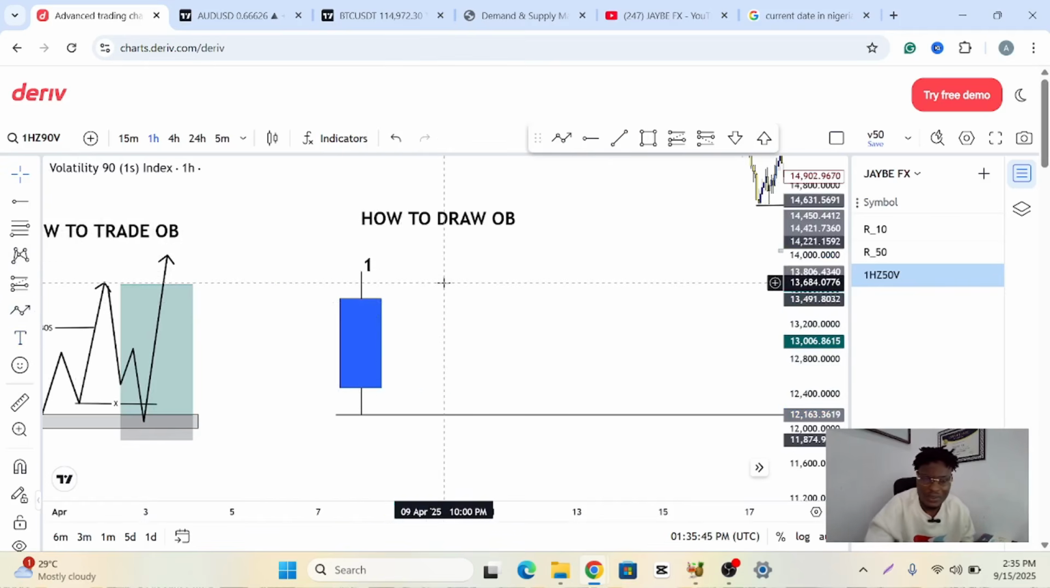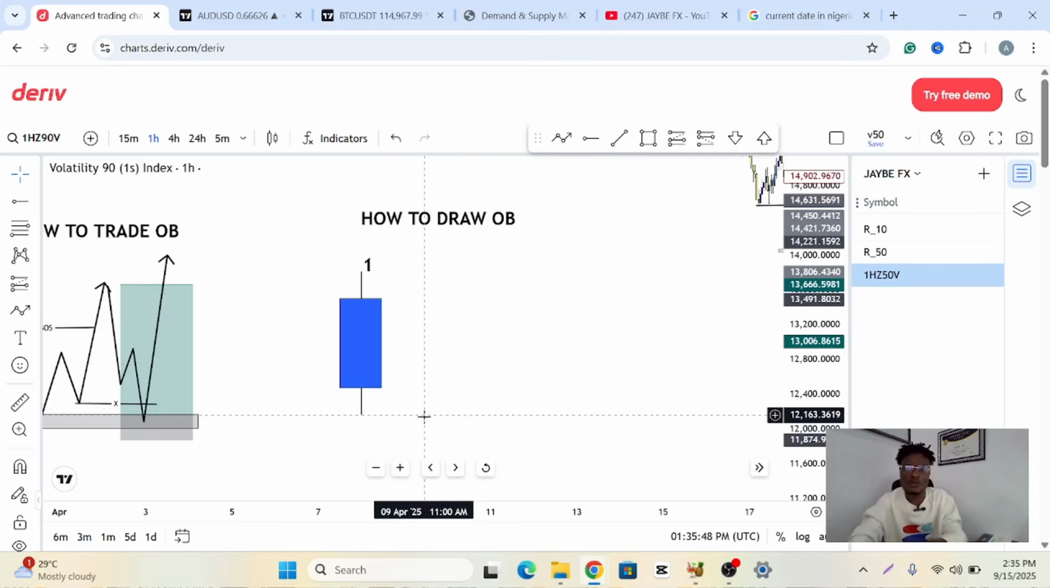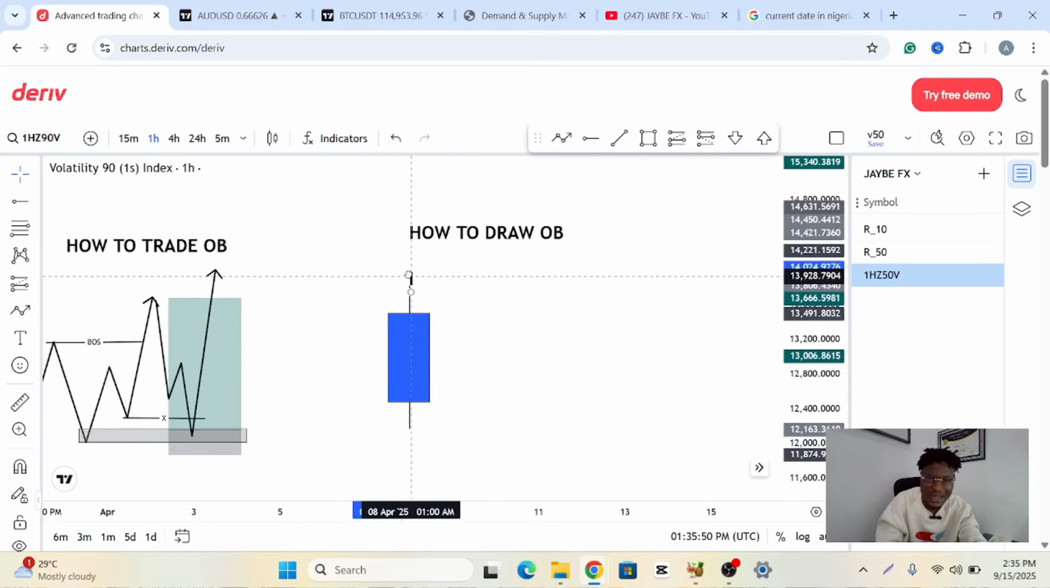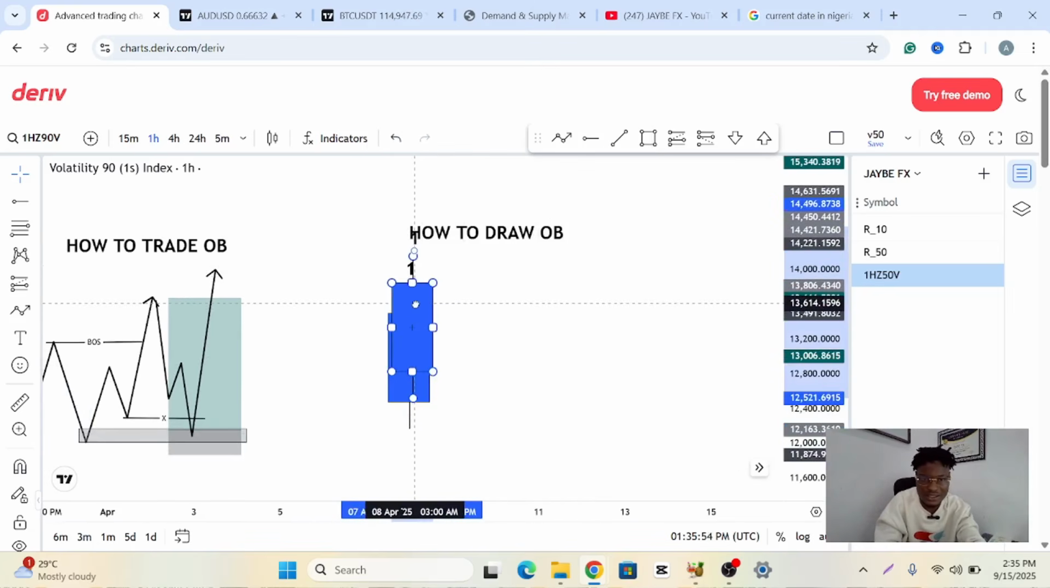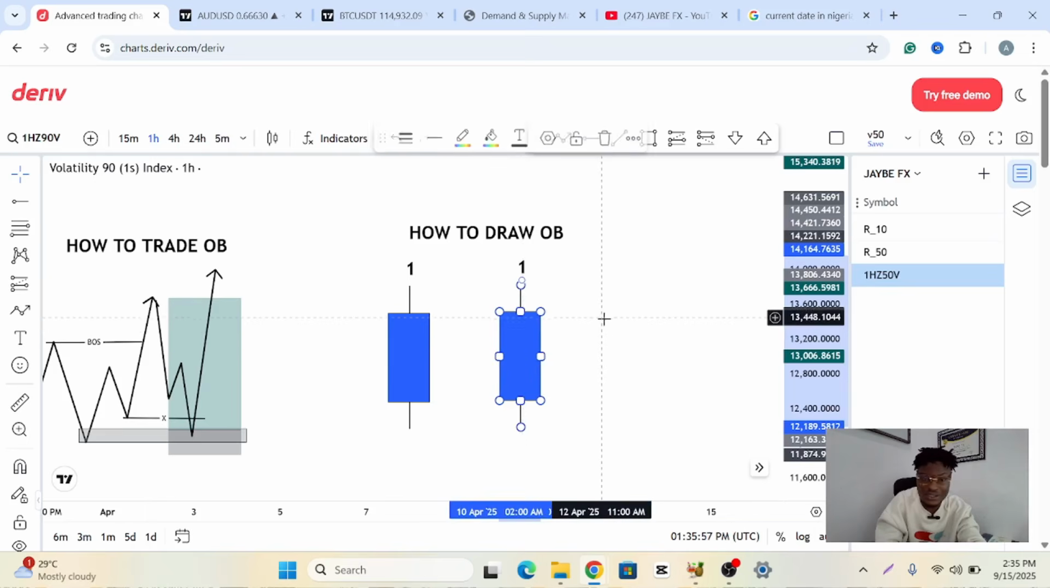This is the first step. Now, the second step of how I draw my supply and demand. Let me use this same candlestick. Let me just duplicate it and extend it. I'll still use the same scenario.